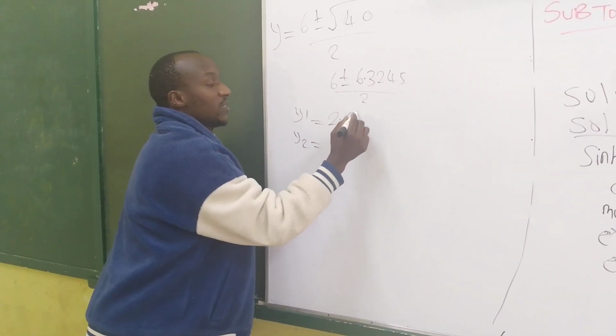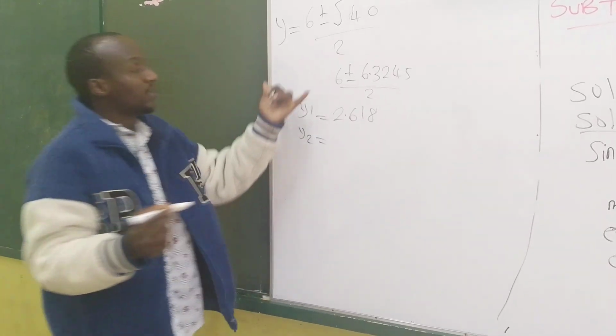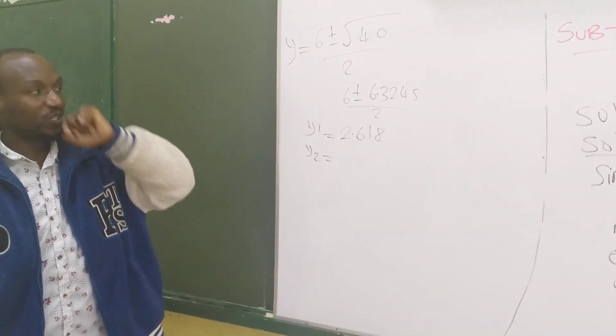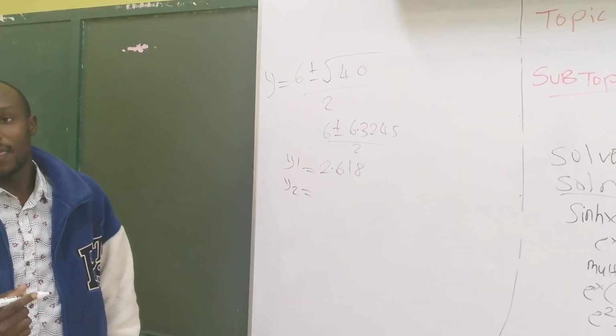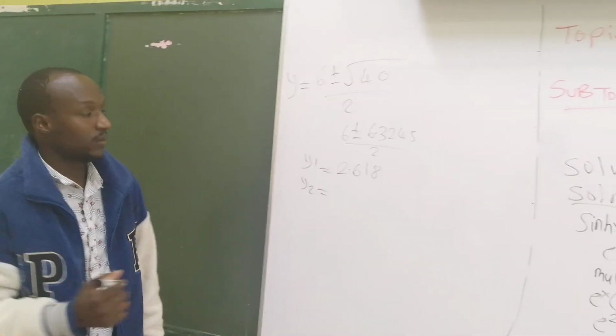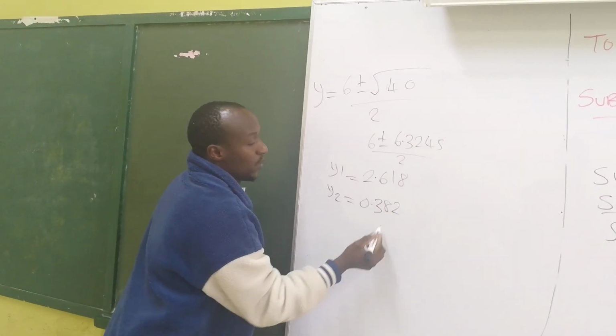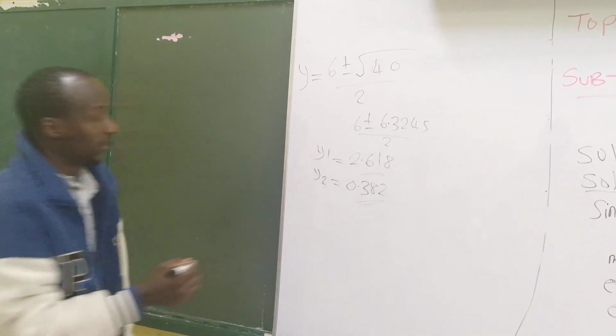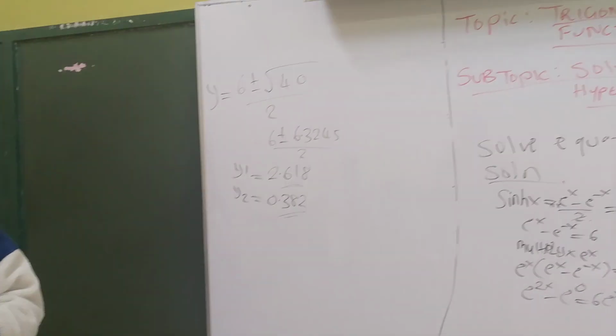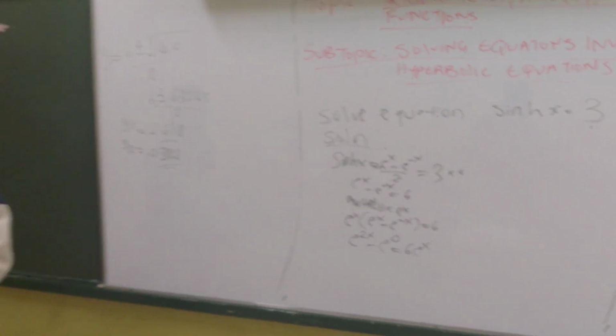2.618. Then y2 is 6 minus 6.3245, divided by 2, which is 0.382. And this is the value of y. Right? Yes. Thank you.